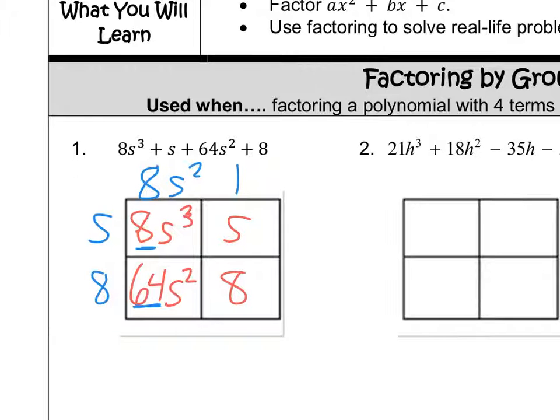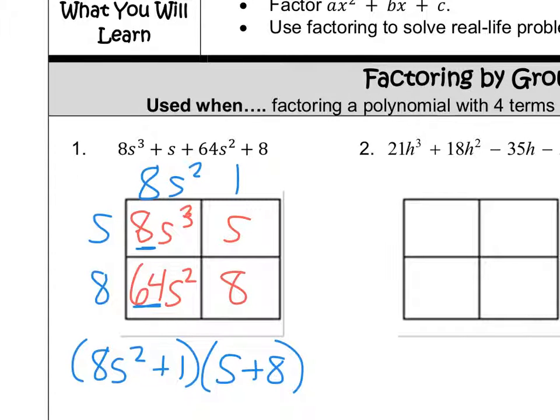Okay, so my factors are 8s squared plus 1 and s plus 8. So really this is just using the boxes that we're familiar with and our skill of greatest common factors. Okay, so let's do number 2 together.